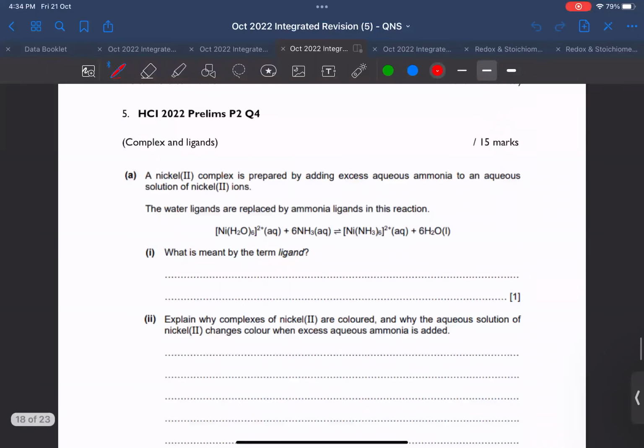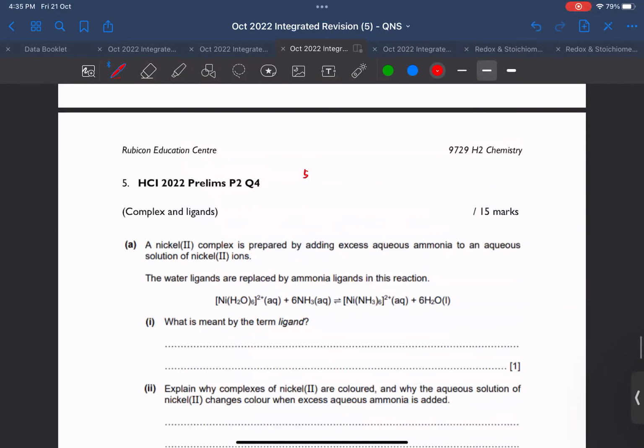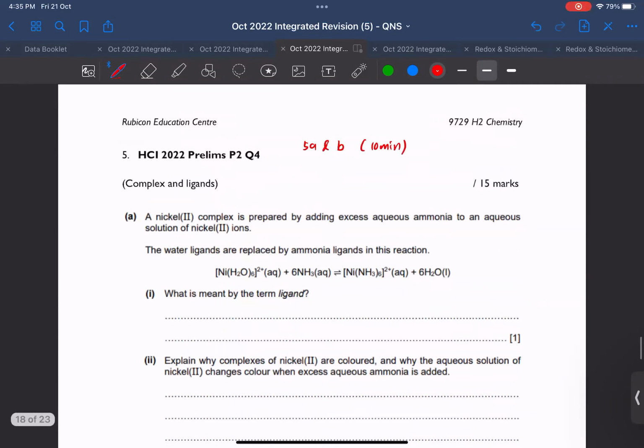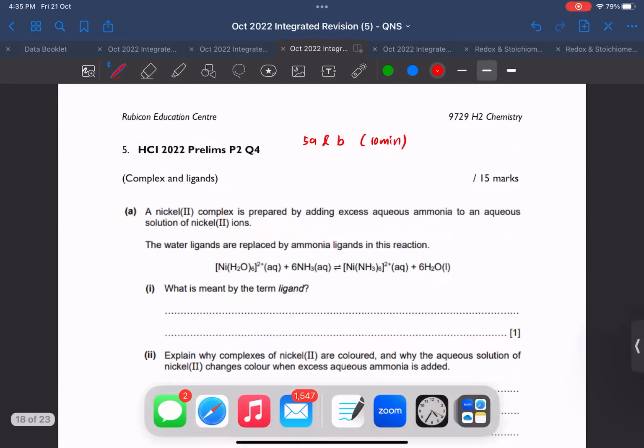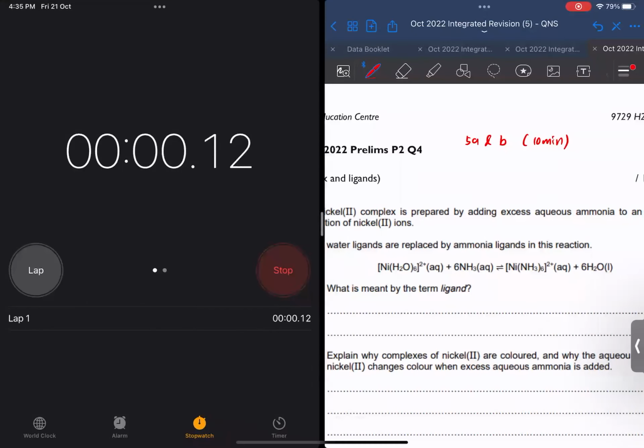Okay, so we are just going to start off. Go to question 5, this Hua Chong prelim question. And I just want you guys to do part A and part B first. Okay, just 5A and 5B. I will give you guys 10 minutes. 5A and B only, 10 minutes. Okay, so I'll time you guys, same thing. Right, okay, let's just begin now.